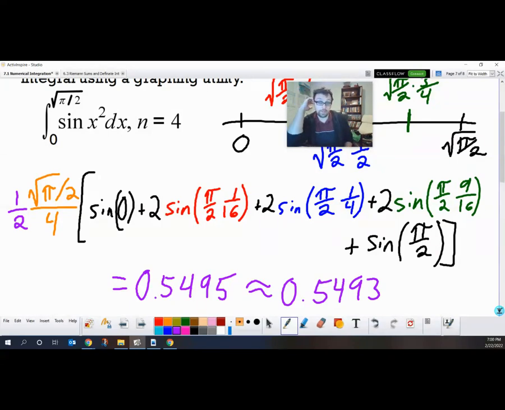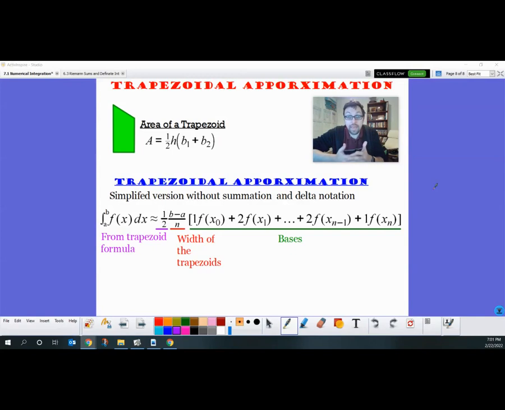But I don't want to spend the video typing stuff into the calculator. So that's what you should be getting when you type it in. It's just a matter of typing it properly. And that does it for trapezoidal approximation. Reminder that there is that summation way of writing it, but we don't care about summations, so we're not going to worry about that. This is the way you should be thinking about it.